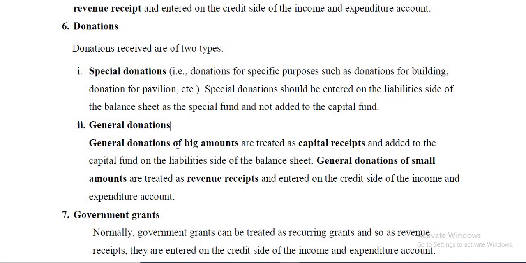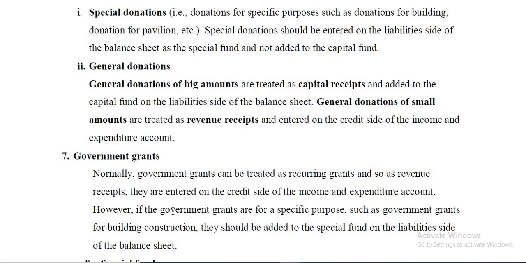Now let us look at general donations. General donations could be of two types. One is of big amounts, the other one is of small amounts. Big amounts are treated as capital receipts and added to the capital fund on the liability side of the balance sheet. General donations of small amounts are treated as revenue receipts and entered on the credit side of the income and expenditure account.